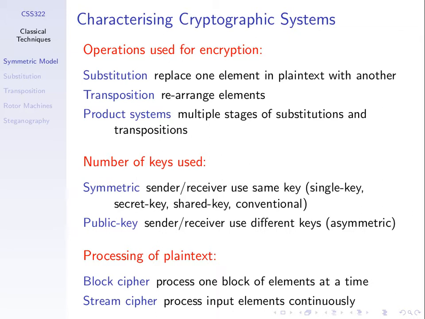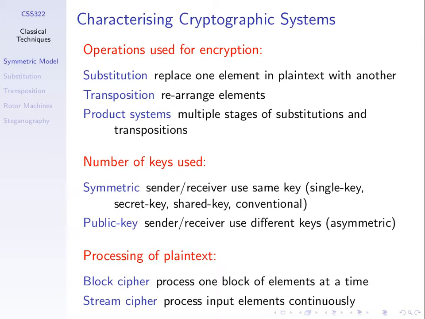Using these two simple operations, we'll see most ciphers, the symmetric ciphers we'll go through, use these simple operations. But to provide more security, they combine them. They don't just do a substitution or just a transposition. They use both of them and they repeat them. So we get what's called product systems, which are multiple stages of substitutions and transpositions. So replace one letter with another letter, do that for all the letters, then rearrange according to some algorithm, then do it again in another stage, and again and again.